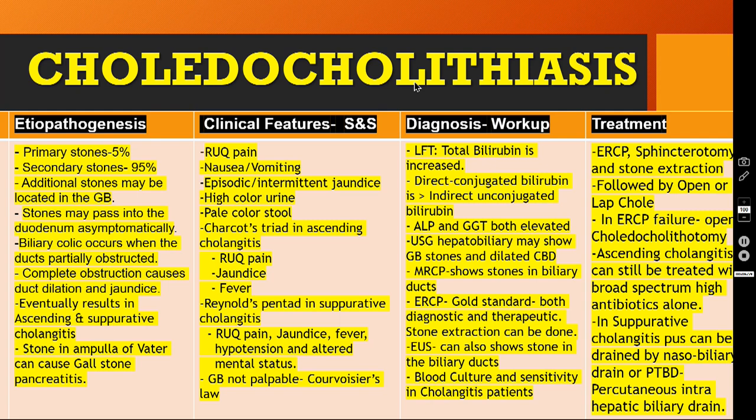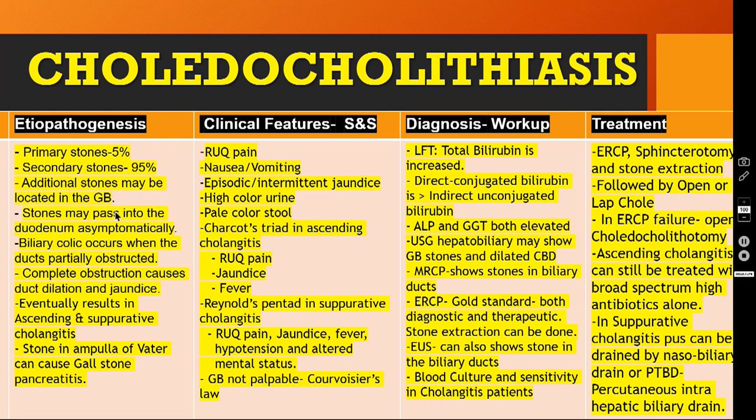Choledocholithiasis is the commonest cause of obstructive jaundice. Coming to the etiopathogenesis of choledocholithiasis, the stone could be a primary stone in 5% of patients, whereas in 95% it is a secondary stone. That means stones develop in the gallbladder and then come to the common bile duct through the cystic duct. Additional stones may be there in the gallbladder.